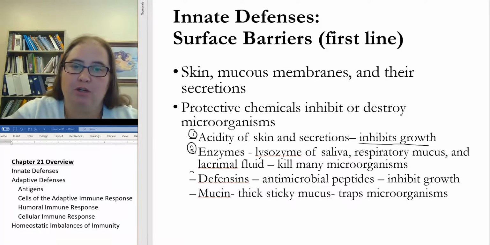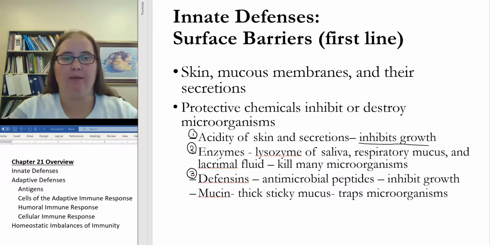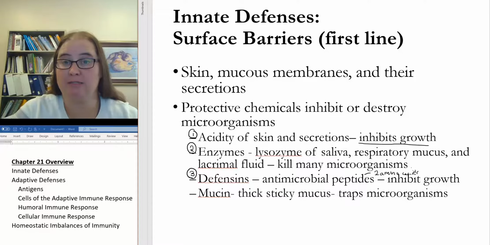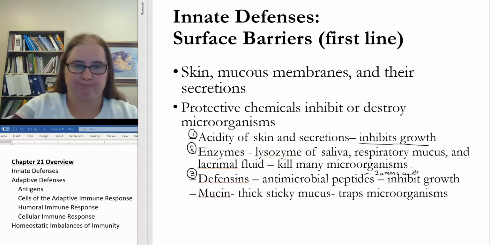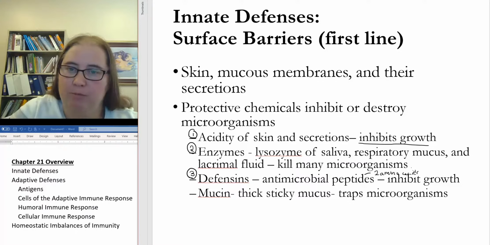The third way in which our skin or these surface barriers serve as a protective mechanism is through the secretion of peptides. A peptide is typically a couple of amino acids linked together, whereas a protein could be hundreds of amino acids. Peptides are usually much smaller fragments of proteins. We have these antimicrobial peptides called defensins, and these will inhibit growth within our surface barriers.